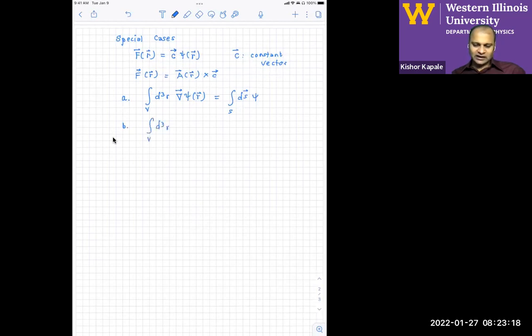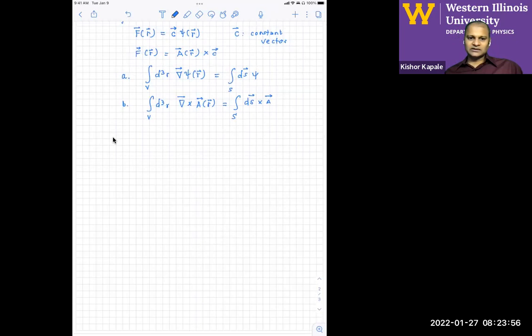For the second case of the cross product situation, you get curl of the vector field inside of the divergence instead of the divergence, and on the other side, because now this is a vector quantity that's being integrated, you should have a vector quantity that's being integrated on the other side as well, and so you get a cross product between ds and a. And these things you can very easily prove. Take the original divergence theorem, substitute the special forms of f, and then you can prove these things. So they're very straightforward, nothing new there.